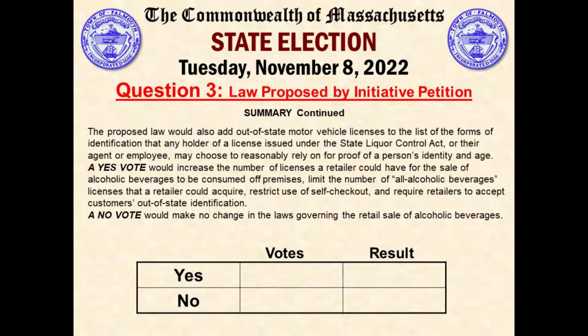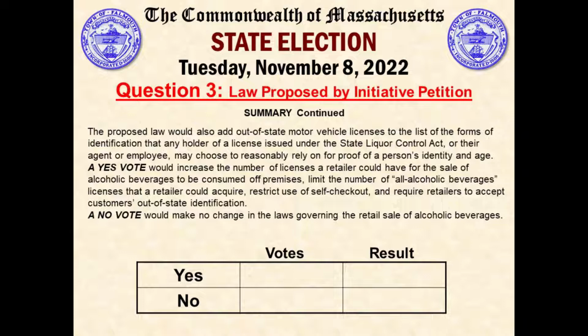The proposed law would also add out-of-state motor vehicle licenses to the list of the forms of identification that any holder of a license issued under the State Liquor Control Act or their agent or employee may choose to reasonably rely on for proof of a person's identity and age.